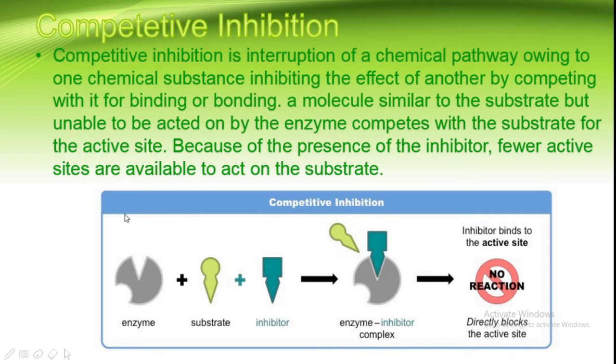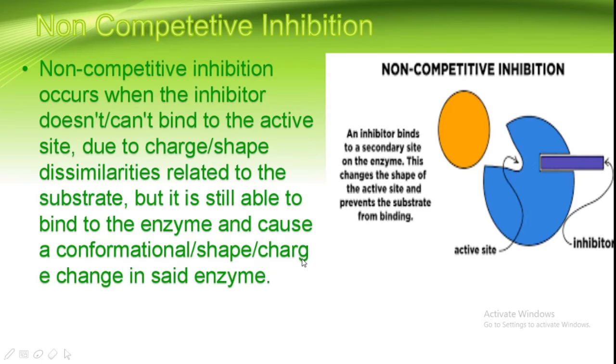For example, here is the enzyme, this is the shape of the substrate, and this is the shape of the inhibitor. Instead of the substrate, the inhibitor will take the place of the substrate at the active site, and it binds to the active site, so it directly blocks the active site and no reaction will take place. The process will stop.